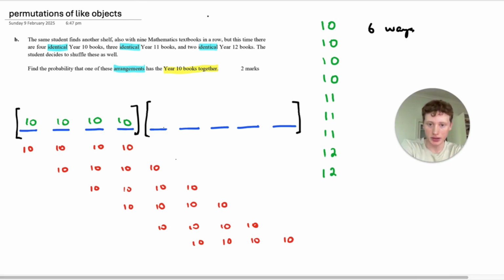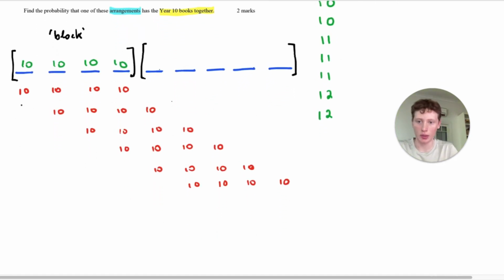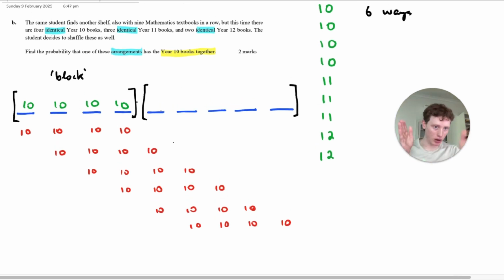To begin, I've separated it into, okay, we need a block, so to speak, of 4 Year 10 books. So this is like a block. I've graphically shown that we can get 6 different options: 1, 2, 3, 4, 5, 6. So along this 9 book long bookshelf, there are 6 different ways in which we could have 4 books grouped together. And so that's our first block.